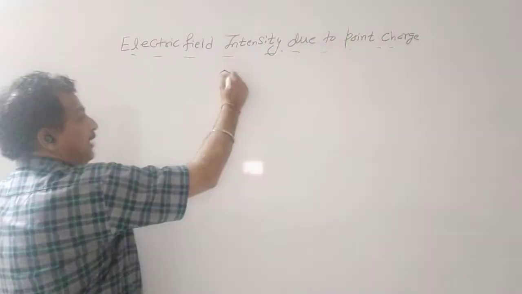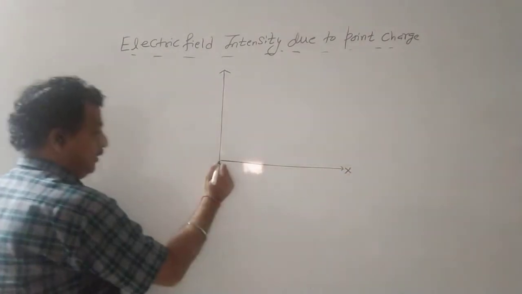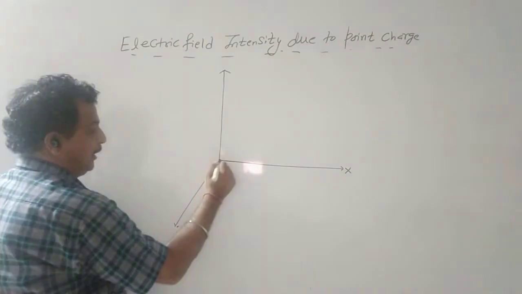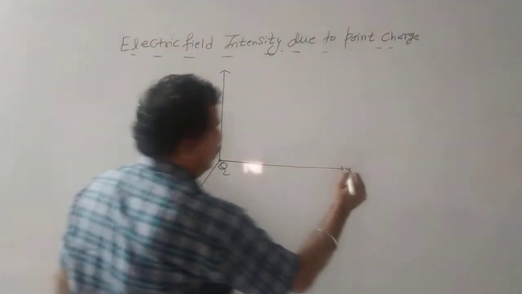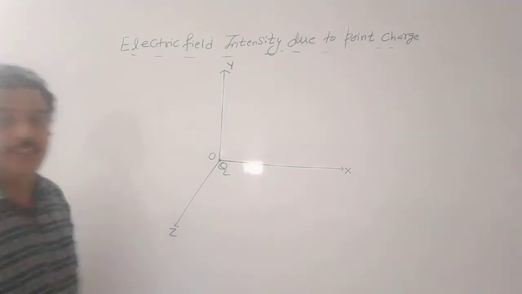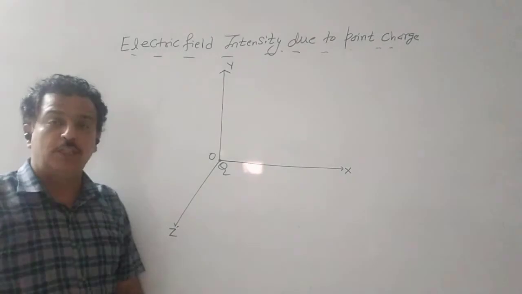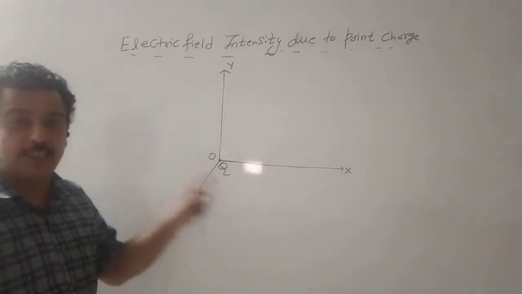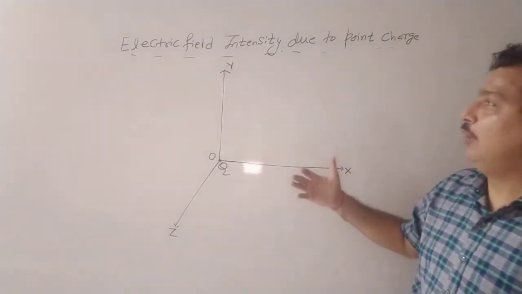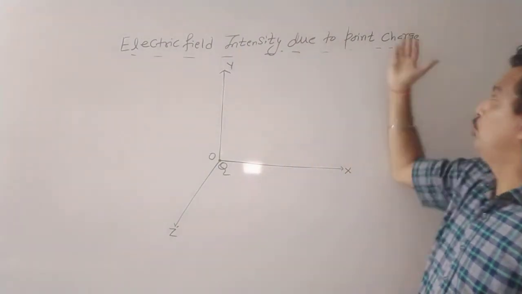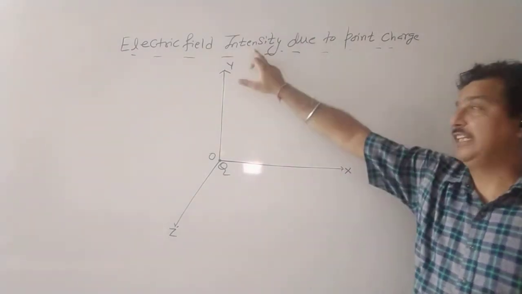So let us assume that our source, capital Q, is kept at the origin of the Cartesian coordinate system. So consider a point charge plus Q at the origin of the Cartesian coordinate system. We will find out the method to find the electric field intensity due to a point charge. So our source is a point charge and we need to find its intensity.